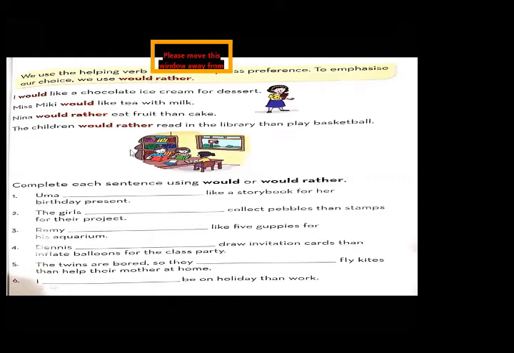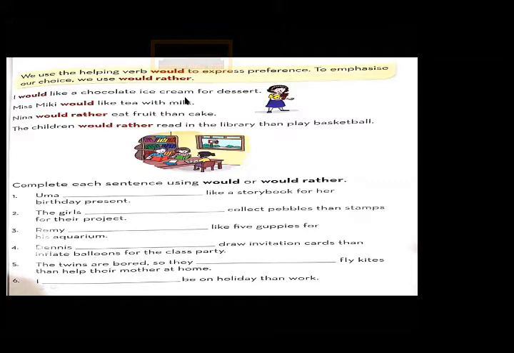Would is used to express your preference, meaning what you like to prefer. It is used when we express our preference, our thoughts, our likeness or dislikeness about something. We share our idea. We use would as a helping verb. Like, I would like a chocolate ice cream for dessert. Here you are sharing your preference. You are sharing that I would like to take a chocolate ice cream as a dessert.